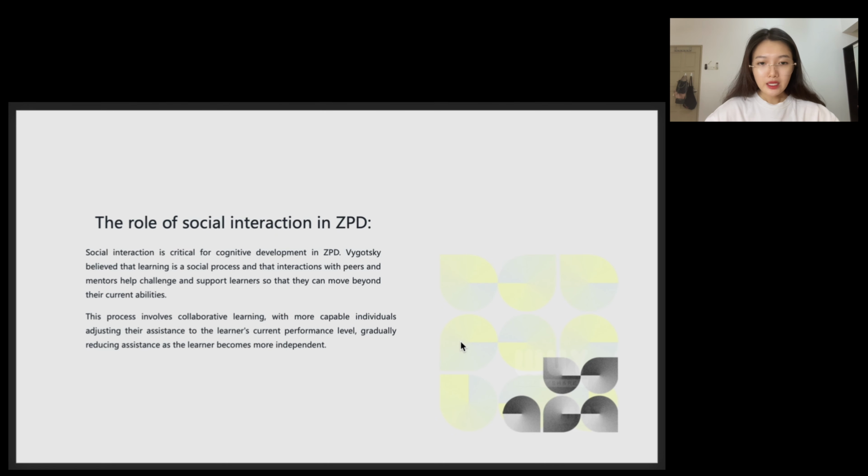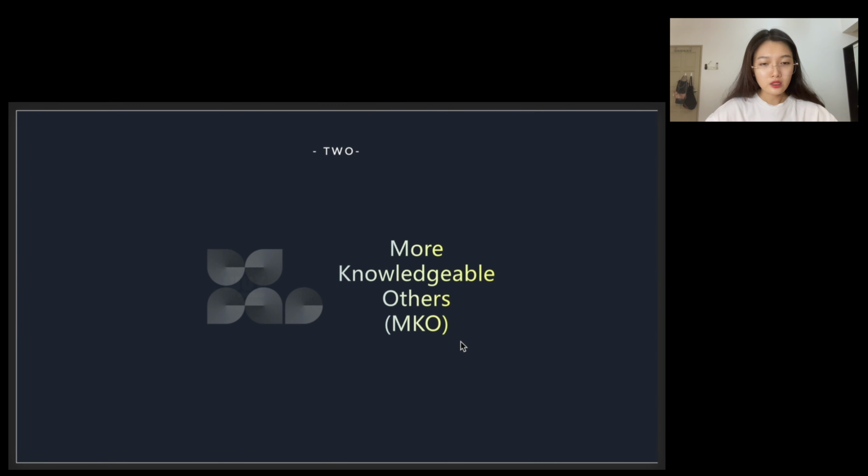Vygotsky believed that this social interaction is a key driver of learning and development, because it provides the necessary support and challenge to help learners expand their cognitive boundaries and develop new skills. In this way, learners are able to progress within the ZPD and achieve a higher level of cognitive and skill development. We just mentioned the need to cooperate with more capable people, so now let's take a deeper look at more knowledgeable people, the MKO.